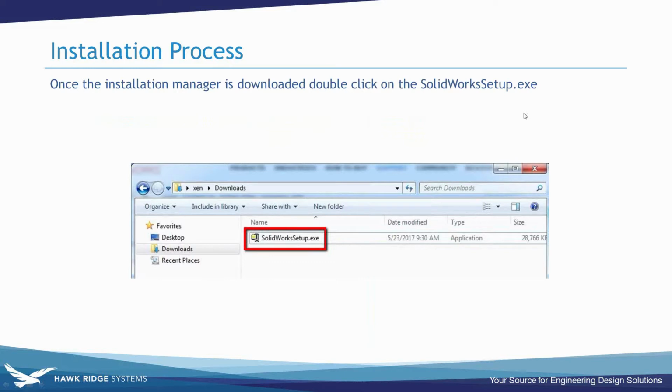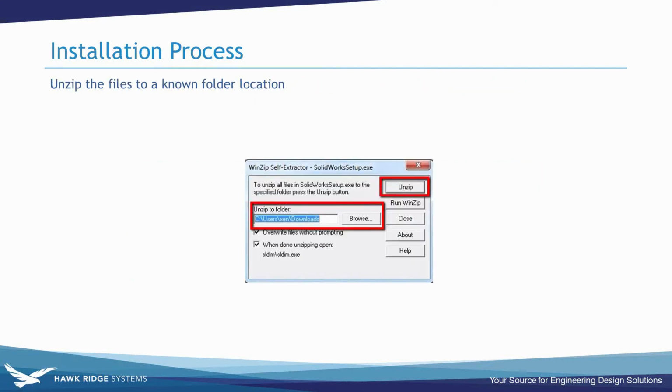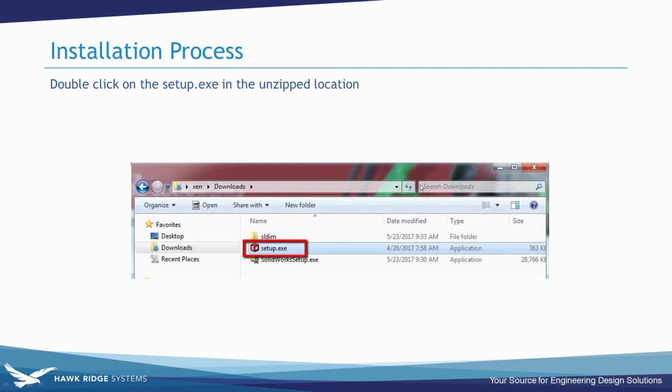And so once you've done that, go back to that download section and double click on that SolidWorks setup.exe. This will launch the WinZip self-extractor. And remember where you're going to unzip those files to. You can set this unzip to folder to a specified location if you don't want it to go to your regular downloads folder. Once you've done that, select unzip.